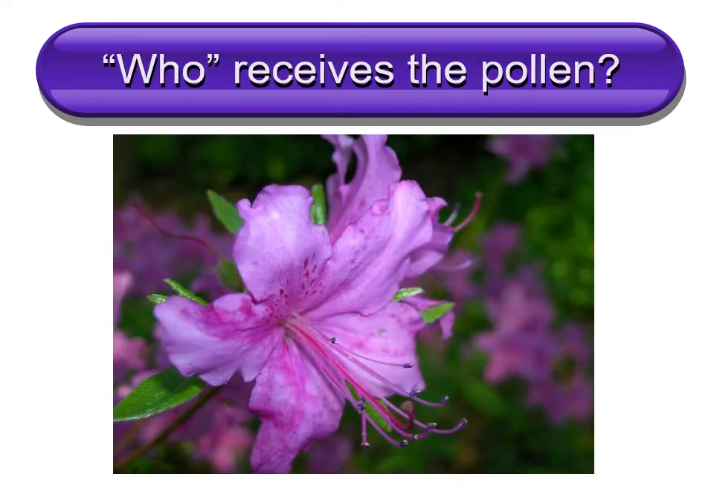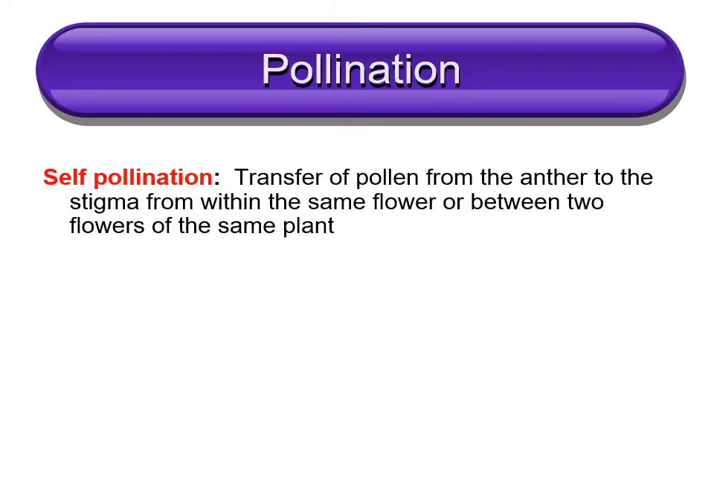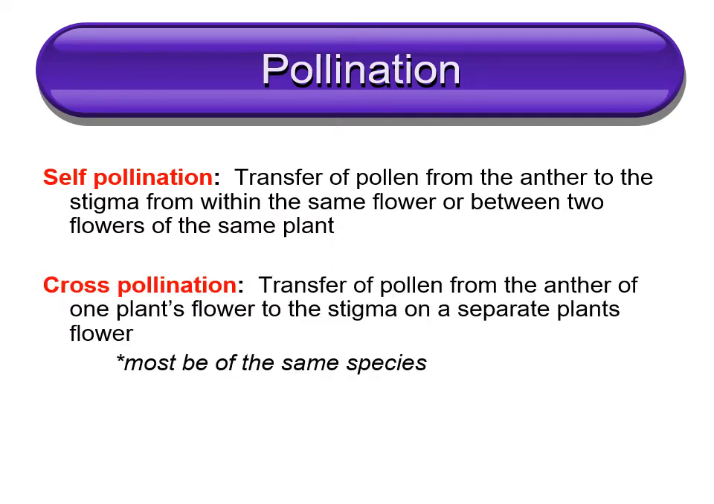Now, who receives the pollen? Well, that's typically the stigma. So let's get into a couple of things in pollination. There are two avenues. We have self-pollination and we have cross-pollination. Self-pollination is a transfer of pollen from the anther to the stigma within the same flower or between flowers on the same plant, so that there's no genetic mixing really happening. It's self-pollinating, or we call it selfing.